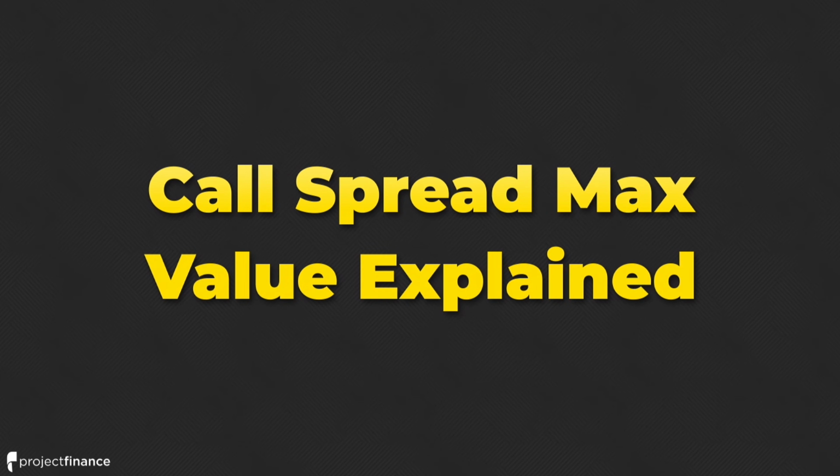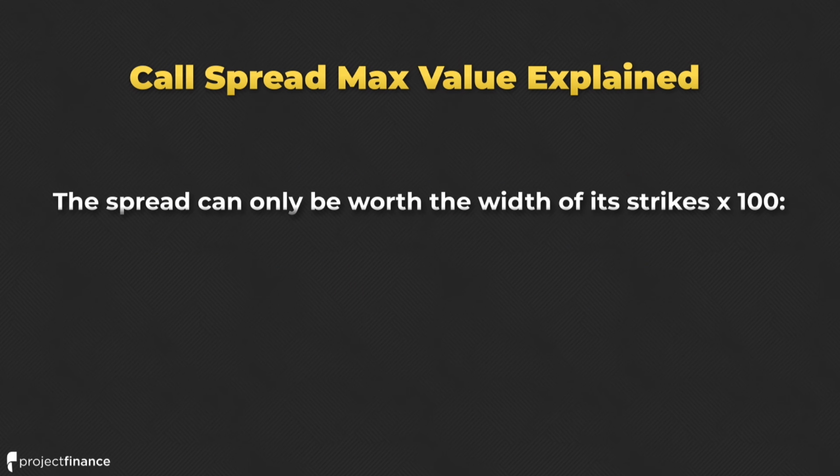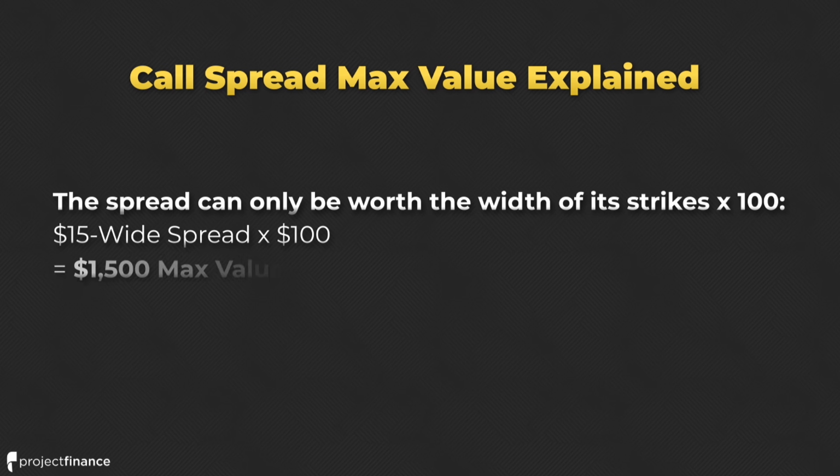Now I want to talk about the max value of a call spread. So how can you understand the max value of a call spread? As I've mentioned in this video, a call spread can only be worth the width of its strikes times $100. So for example, if we have a $15 wide spread, if we multiply that by 100, the spread's maximum value is $1,500 per spread. So why is that?